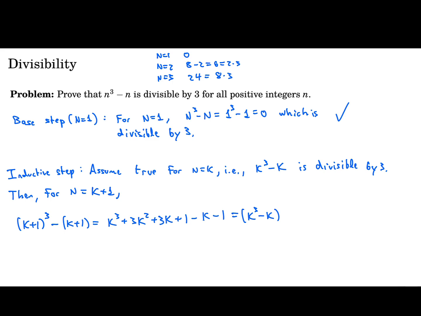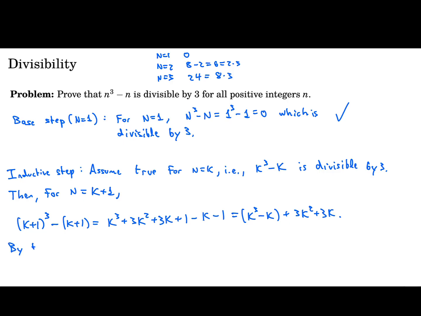The rest of it is 3k squared plus 3k, and then plus 1 minus 1 is 0. So what we have is a number that's divisible by 3, plus 3 times some number, plus 3 times another number, right? Since k squared is an integer and k is an integer, we get 3 numbers that are divisible by 3, so we can write all of this as 3 times some number.